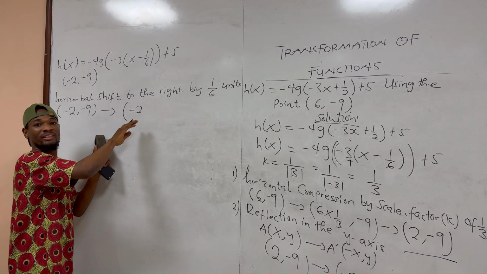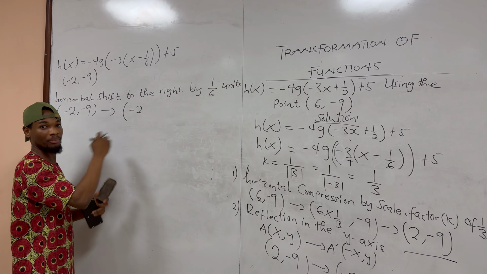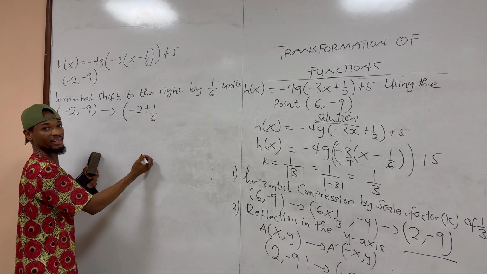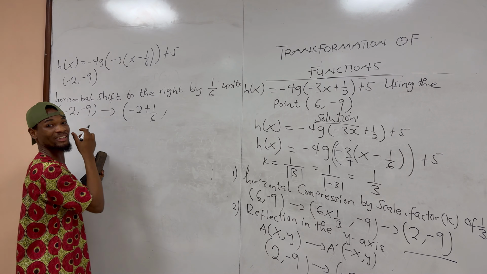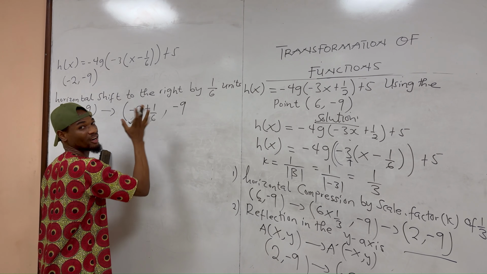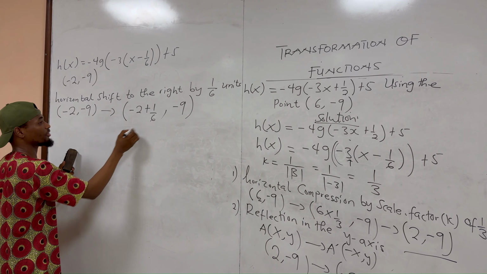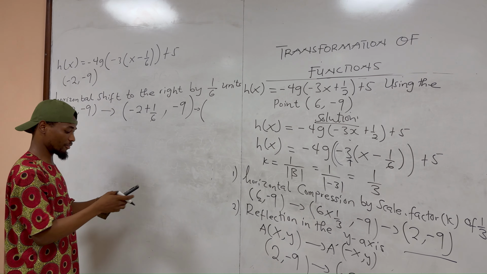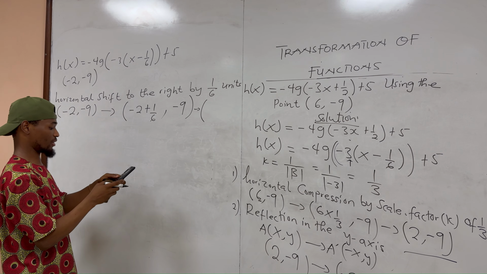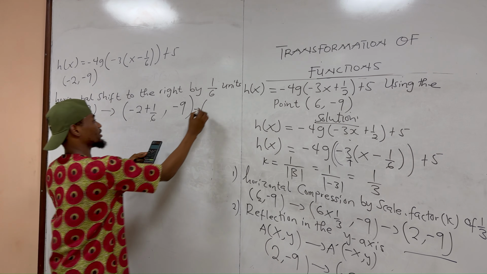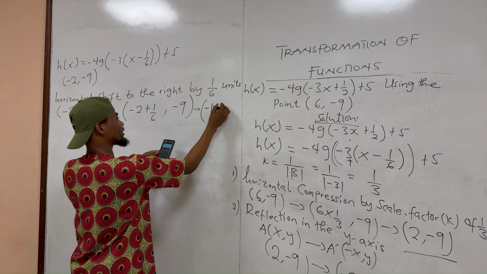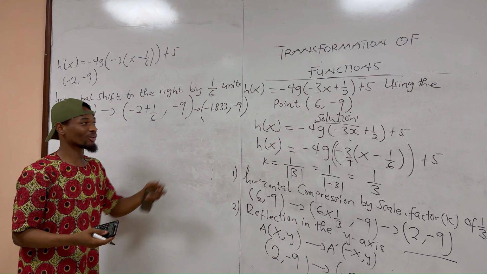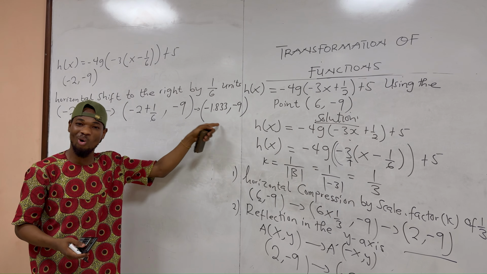Negative 2. Whenever you are moving to the right, you add, okay? When you are moving to the left, you subtract. So I'll add negative 2 plus 1 over 6. Then comma, I'll maintain my negative 9 because I'm not tackling any vertical shift. Okay, so finally, with the help of the calculator, negative 2 plus 1 over 6 gives negative 1.833, comma, then I have negative 9.